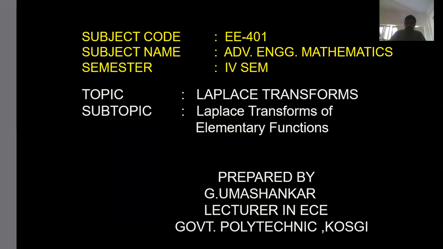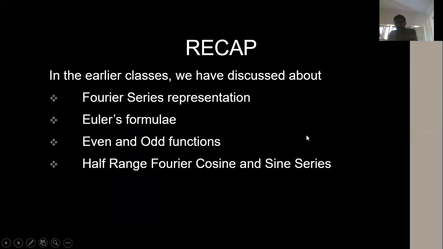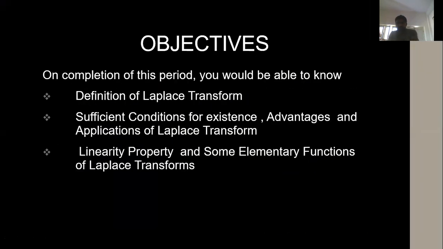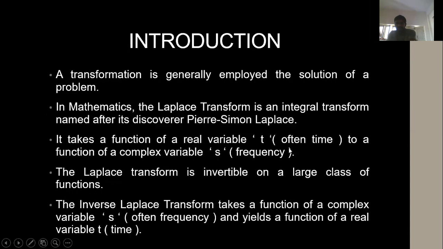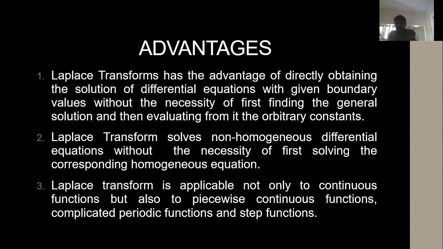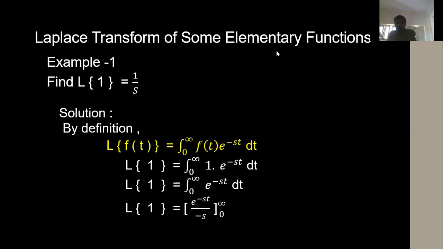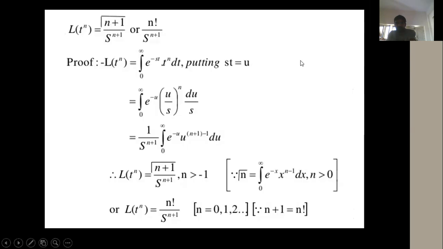So in the last class we have seen the definition of the Laplace transform and also the sufficient conditions for the existence of Laplace transform, and advantages and also the applications. And next we have seen the first general property of the Laplace transform, which is the linear property, and we have seen one or two elementary functions and how we are going to apply the Laplace transform. That is, we have found the Laplace transform of 1 and also the Laplace transform of t power n.